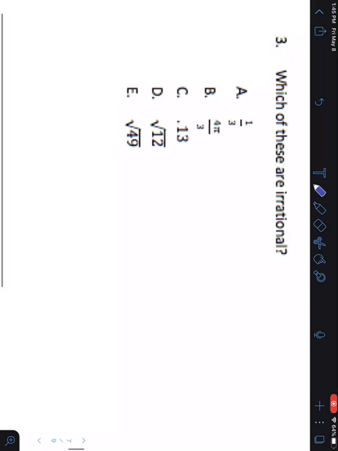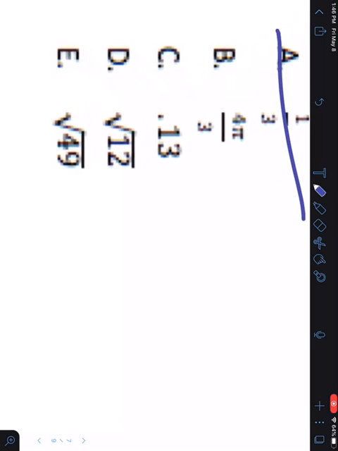Oh, which of these are irrational? Oh my gosh. All right, this is going to be fun. So I'm not going to use red and green. I'm just going to use this blue. So 1/3. Oh, that's a fraction. It's rational, or a ratio. So it's not irrational. Okay, 4 pi over 3.